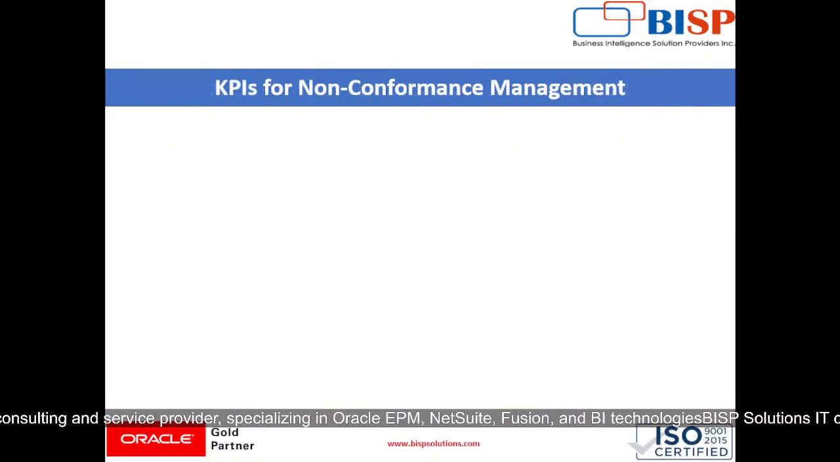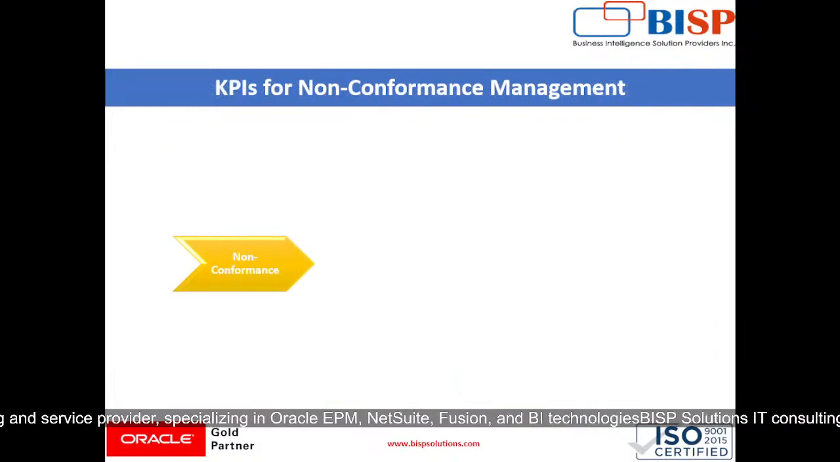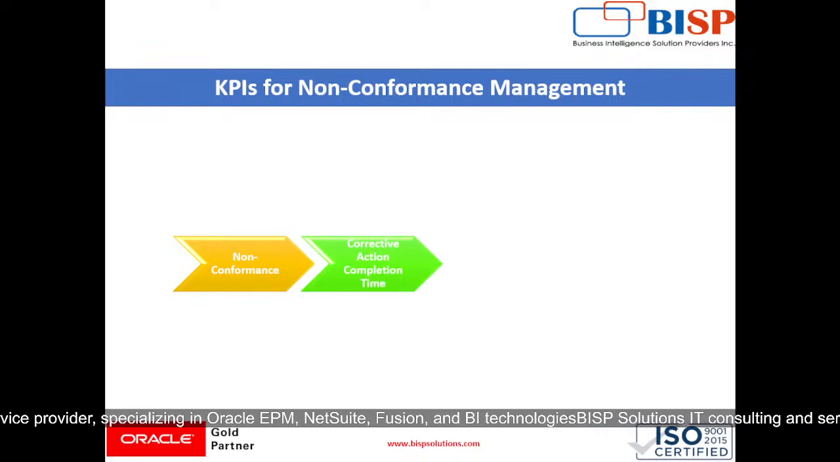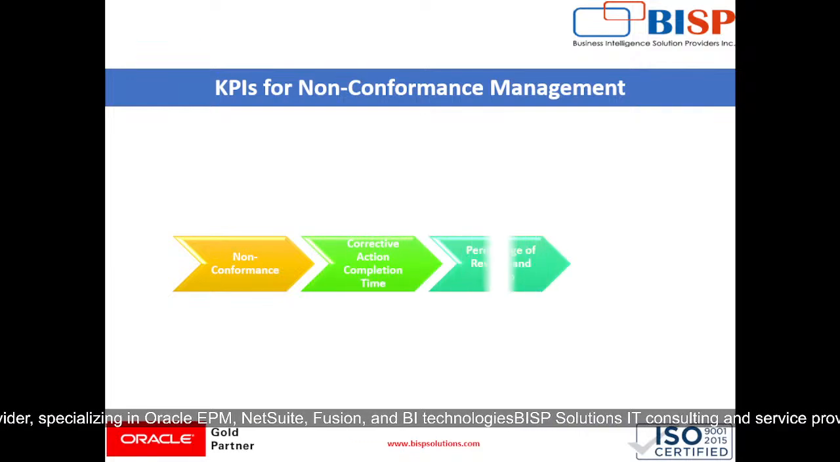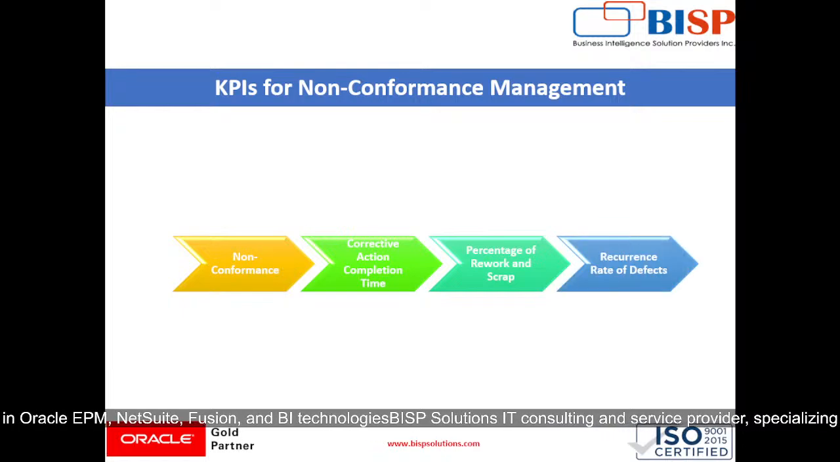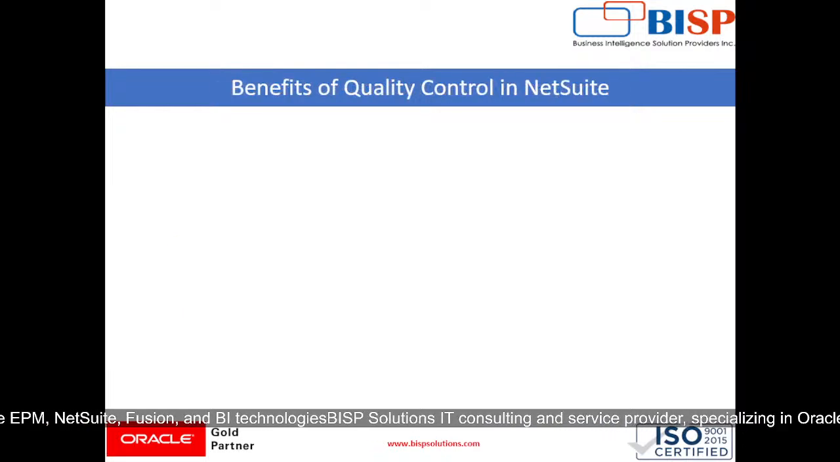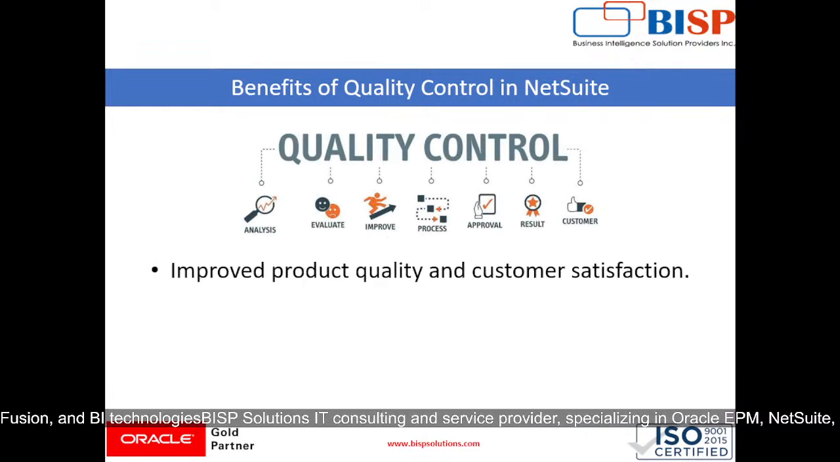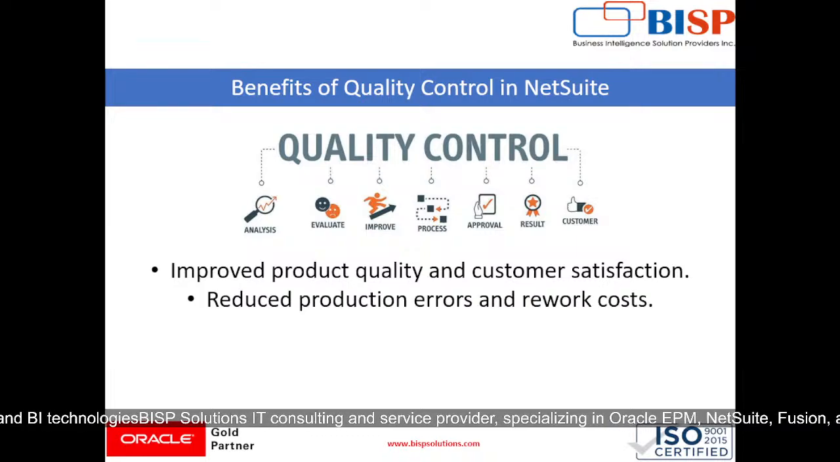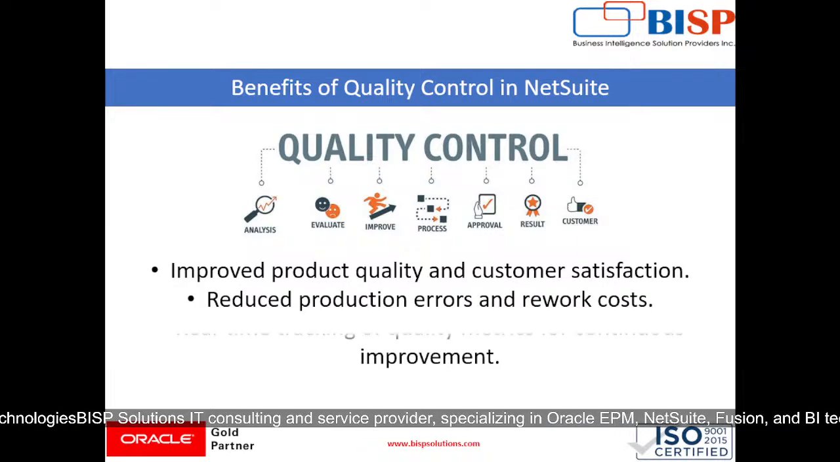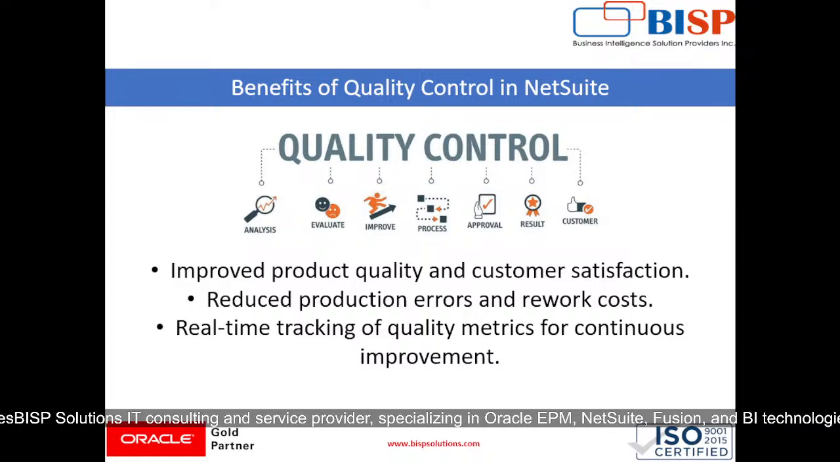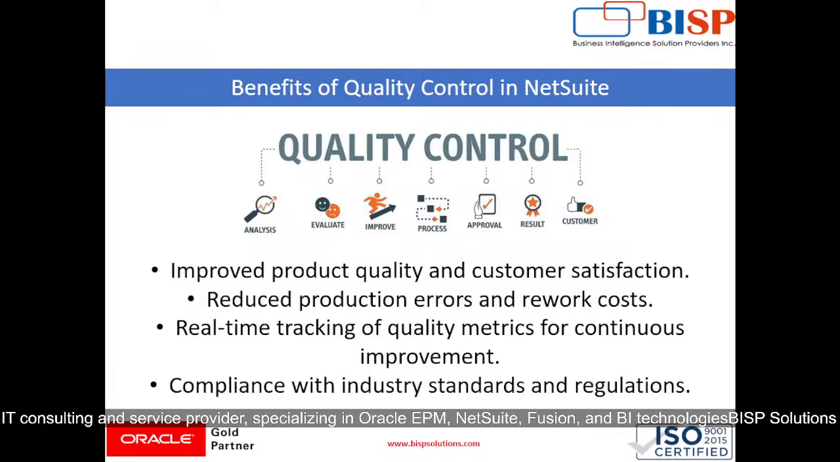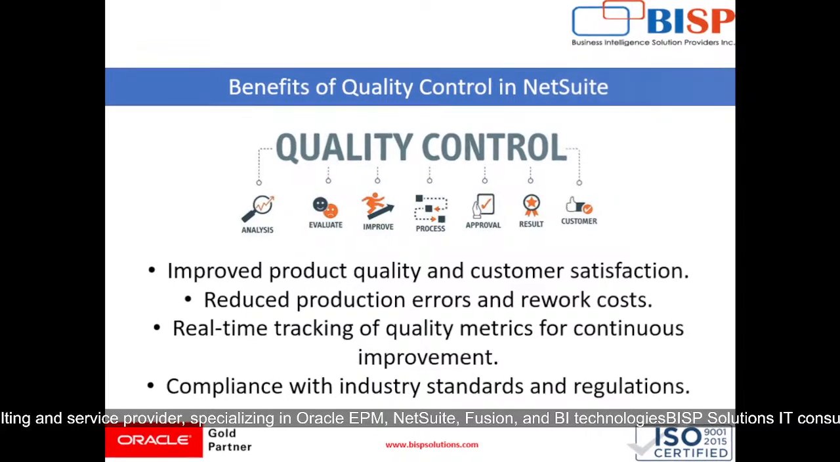So KPIs for non-conformance management: corrective action completion time, percentage of rework and scrap, and recurrence rate of defects. Benefits of quality control in NetSuite: it improves product quality and customer satisfaction, it reduces production errors and rework cost, and it provides real-time tracking of quality metrics for continuous improvement and compliance with industry standards and regulations.